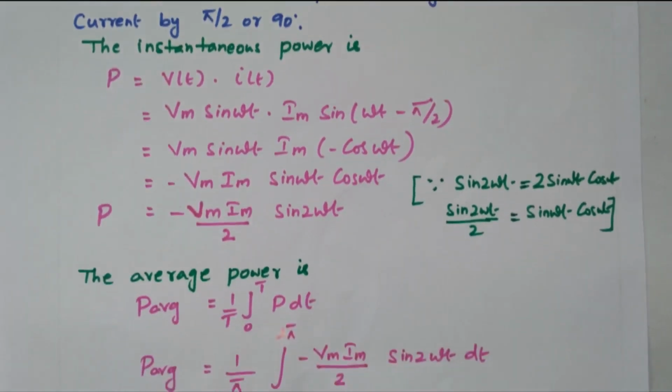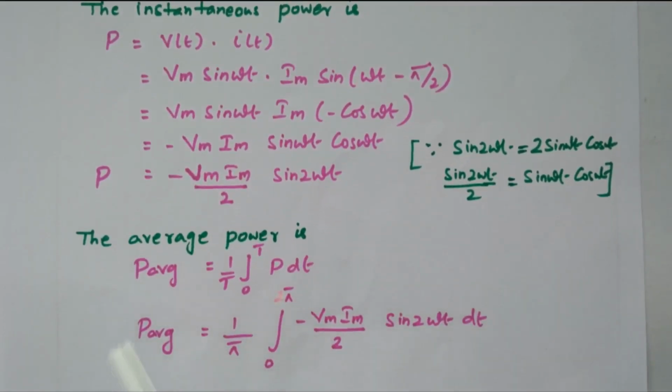Now we'll go for the average power. Average power equal to 1 divided by T, integral from 0 to T of p into dt. So time period, base time. So 1 by pi, we will take pi, half cycle: 1 by pi, integral from 0 to pi of minus Vm Im divided by 2 sin 2 omega t into dt. This p is the instantaneous power, which is substituted. Now we'll go for the further simplification.